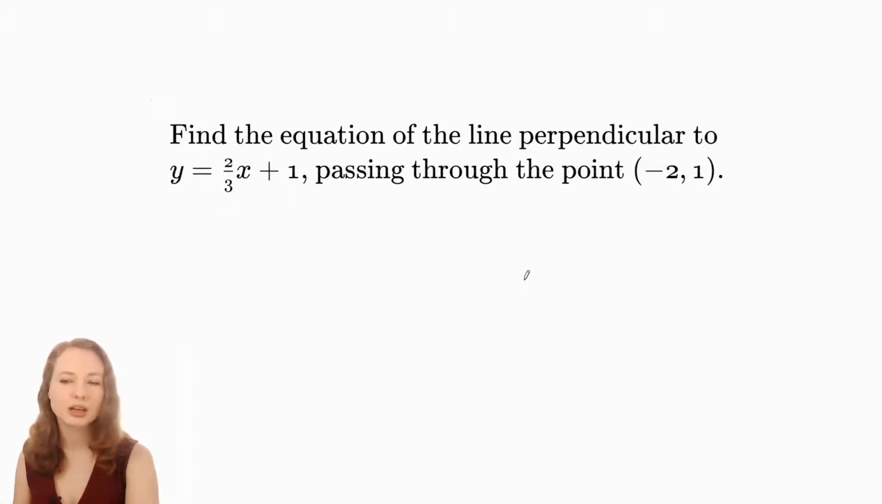Now perpendicular just means at 90 degrees. And the first thing we have to do to answer this question is work out the slope of the line that we're looking for, the line that's perpendicular to this one. So if you are still a bit confused about slope, or what rise over run means, then go back to my previous video on slope.